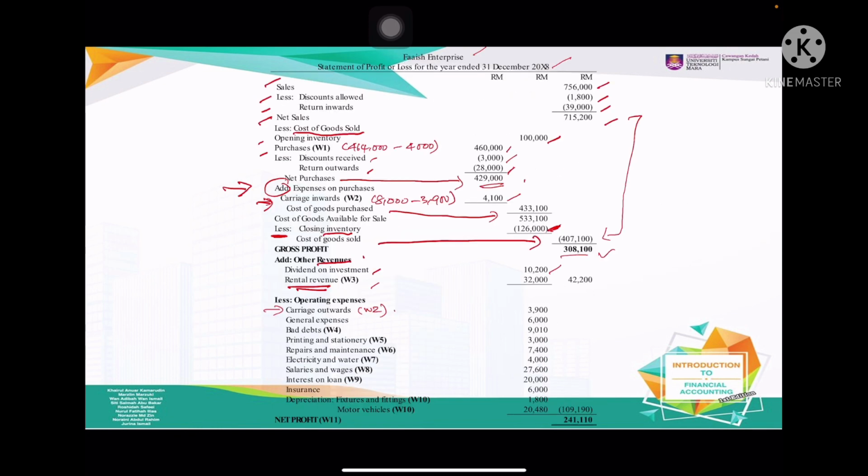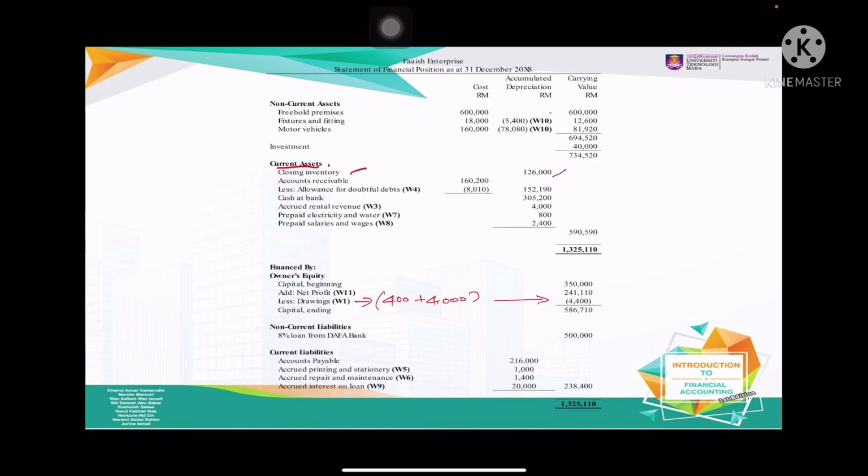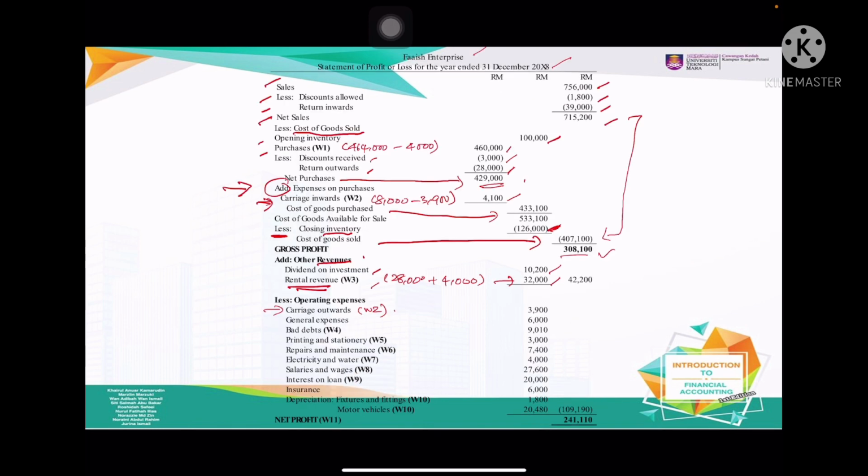Okay, so see over here. Alright, rental revenue. So here the 28,000 and the 4,000, so the total is 32,000. And this one will also exist in your current asset. Alright, this one, accrued rental, which is 4,000. So we total 10,200 and 32,000. So other rental revenue will be 42,200. And then we are going to less our expenses.